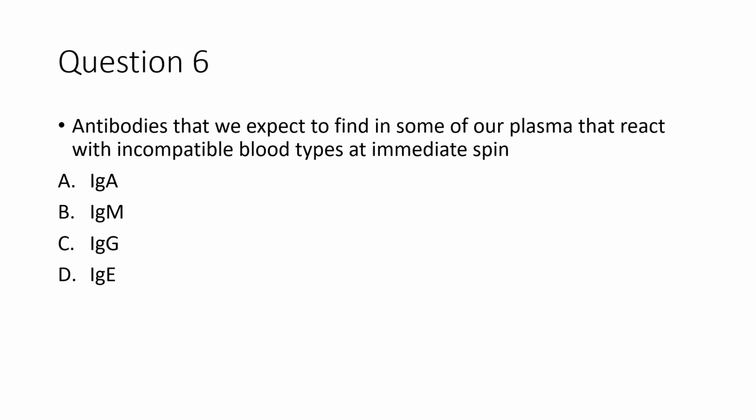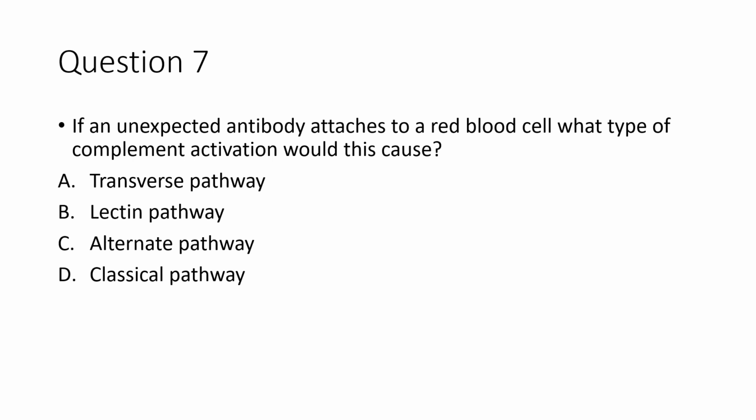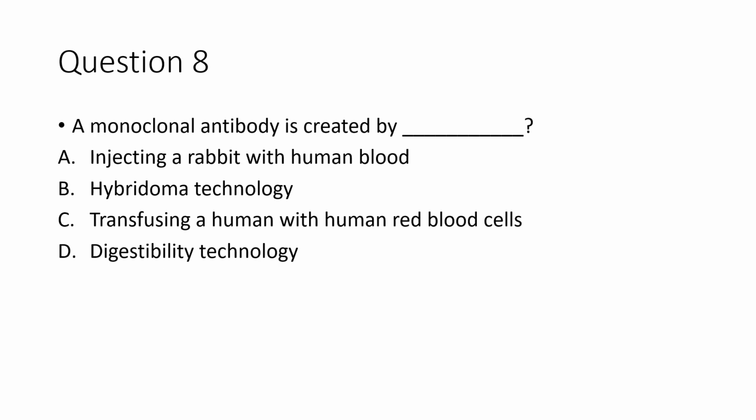Question 6. Antibodies that we expect to find in some of our plasma that react with incompatible blood types at immediate spin. A, IgA, B, IgM, C, IgG, D, IgE. The answer is B, IgM. Question 7. If an unexpected antibody attaches to a red blood cell, what type of complement activation would this cause? A, transverse pathway, B, lectin pathway, C, alternate pathway, or D, classical pathway. The answer is D, classical pathway.